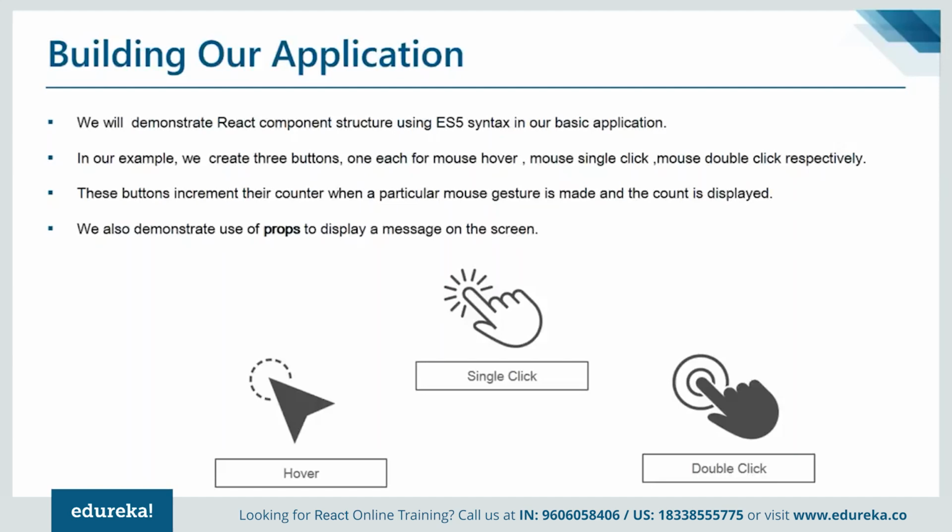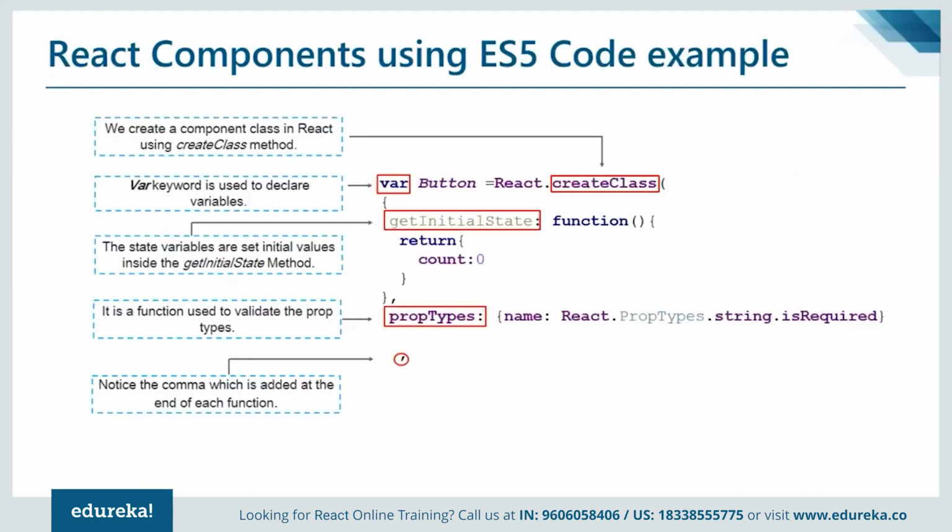So these buttons will increment their counter when a particular mouse gesture or event is made, and then the count will be displayed in the output screen. We'll also demonstrate the use of props to display a message on the screen. So let's talk about how we can create the React components using ES5 code examples. These are the various code snippets in the PPT which are included. And after this, I'll show you the live demo of how we can use this.